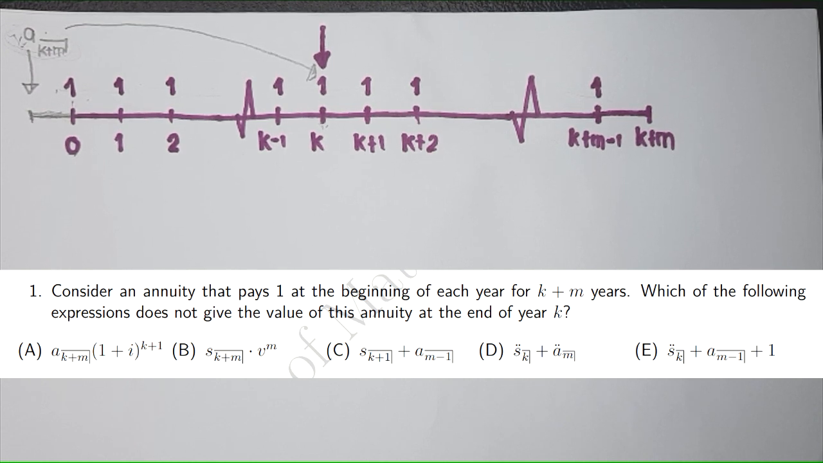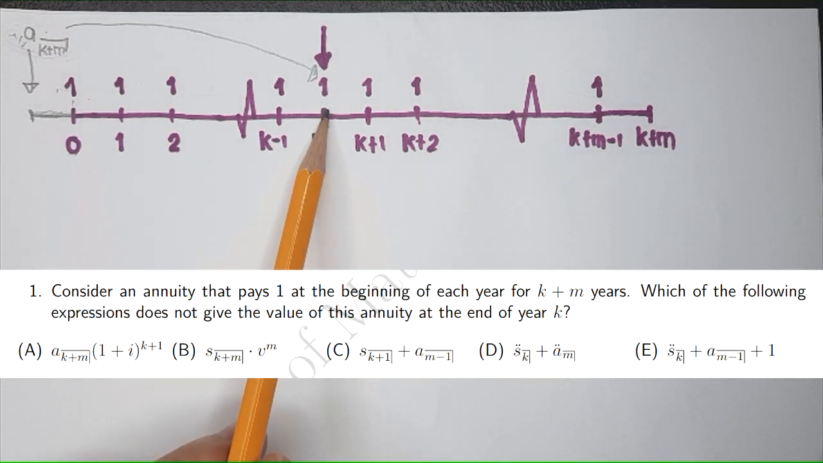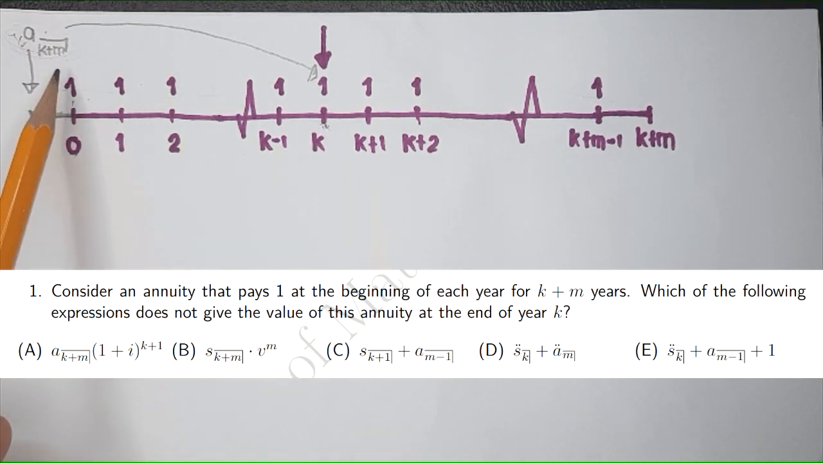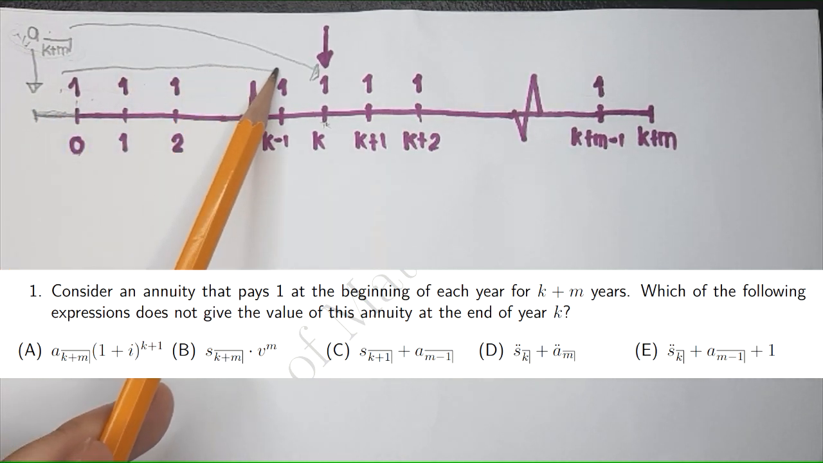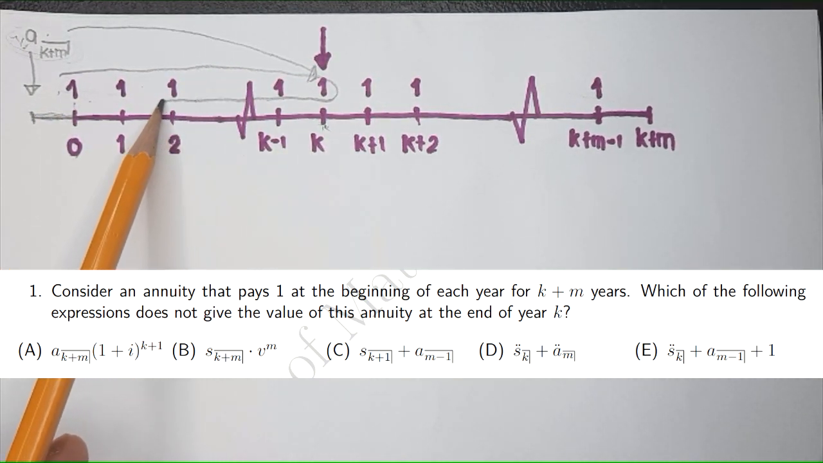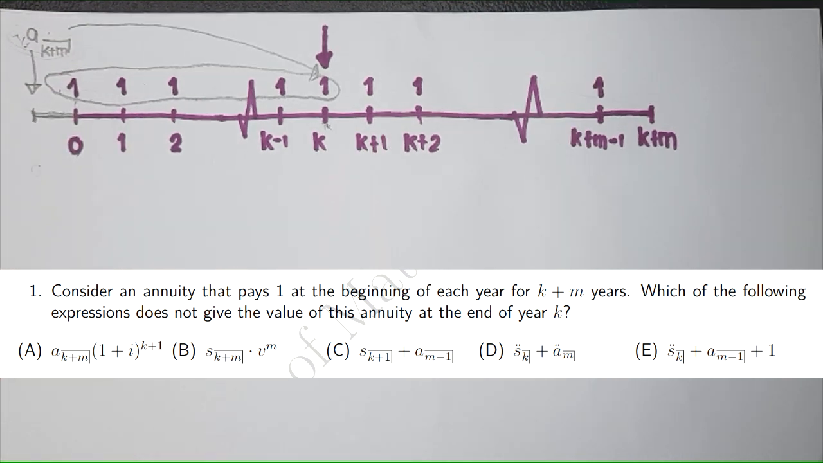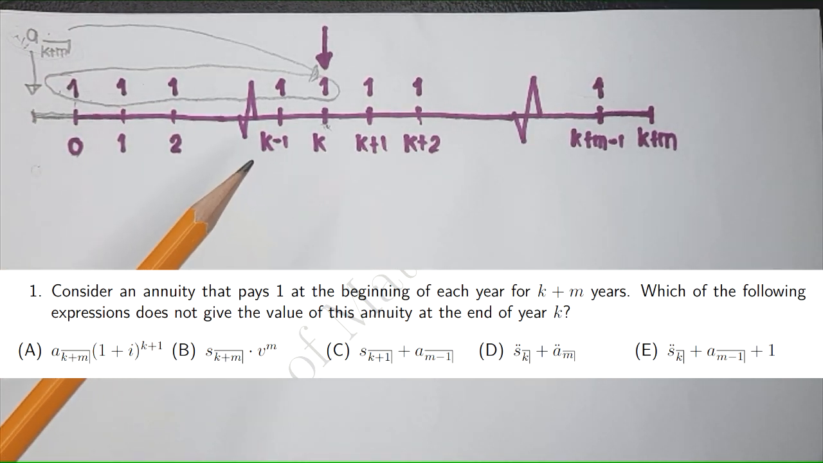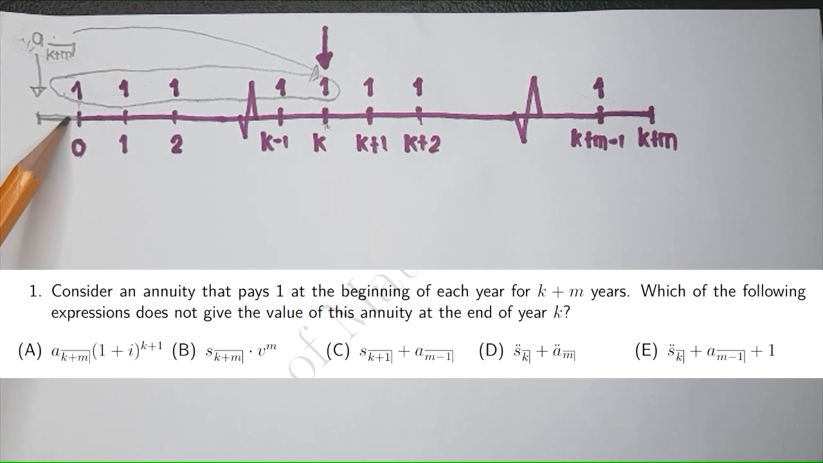Let's move on to letter C. Okay? Nakita nyo? S angle K plus 1 plus A angle M minus 1. Ganito naman ang ginawa doon. Again, this is the valuation date. So, bali ang kinonsider doon sa letter C, itong set na ito. And then, nag-relabel ng time diagram. Okay? So, kinonsider ulit itong pagdudusog ng isang taon.